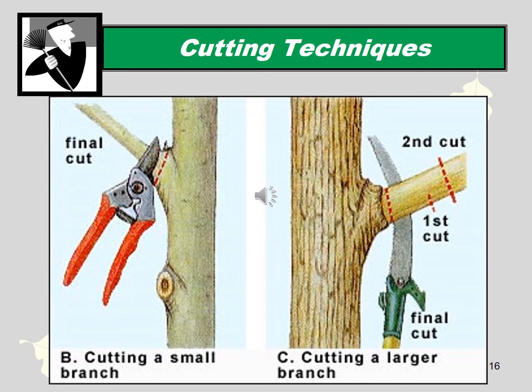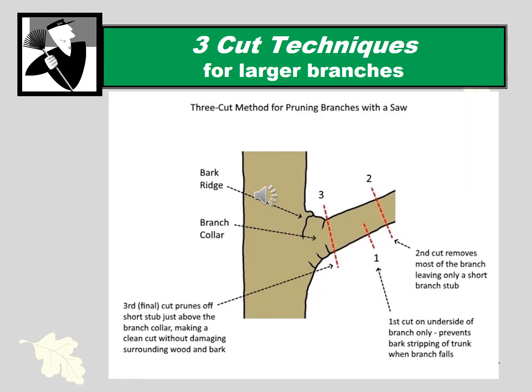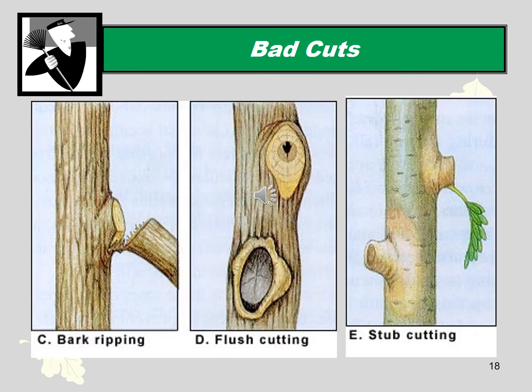The first and second cut are to take the weight off without the bark starting to peel all the way down from the lateral branch into the main branch, which would damage the main branch needlessly. So the third cut is your final cut, just right against the branch collar where you want the final cut to be. This describes that 3-cut method in text, the same method as the slide before.